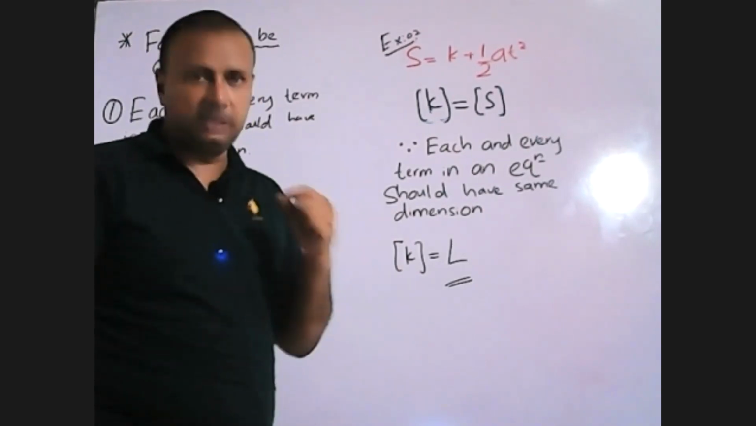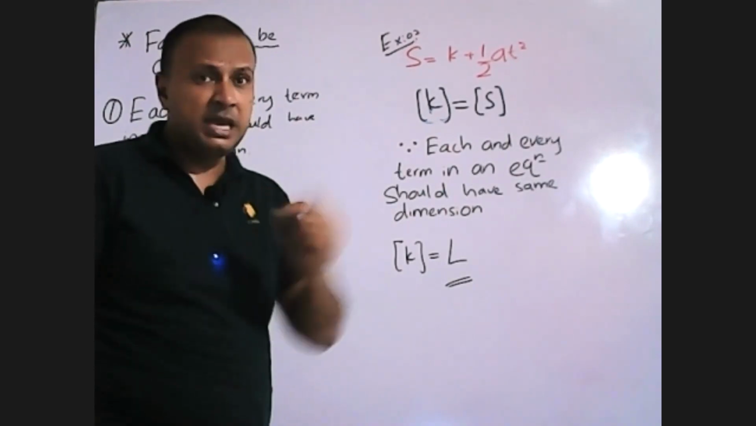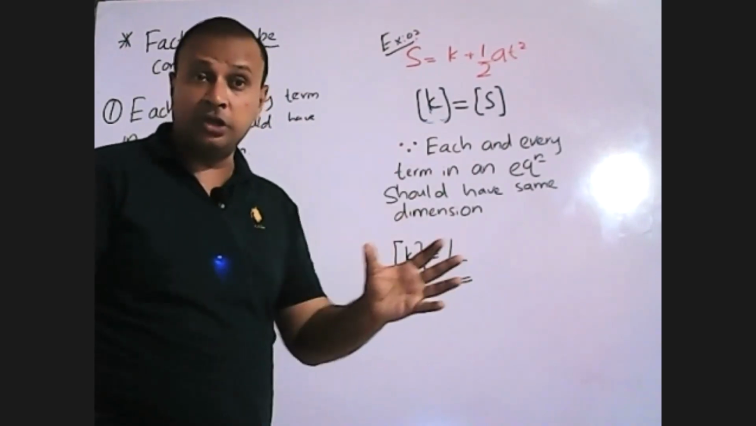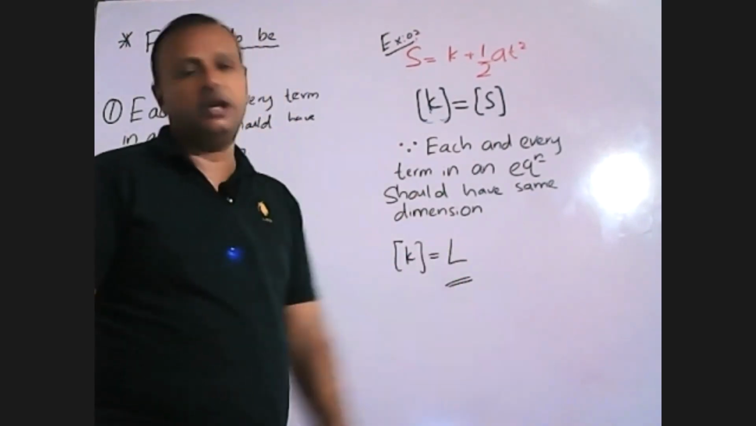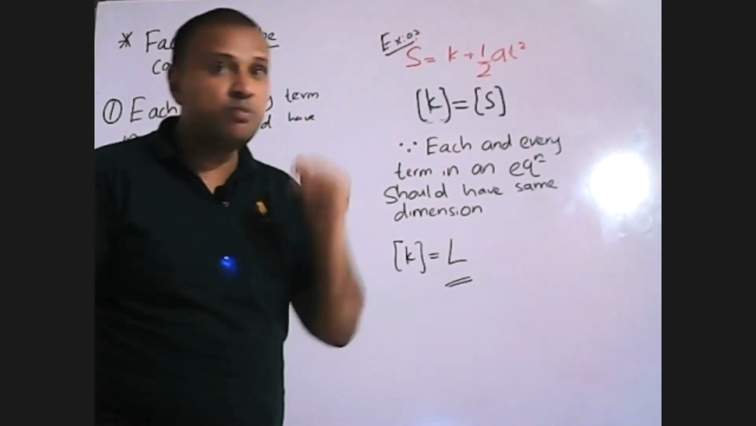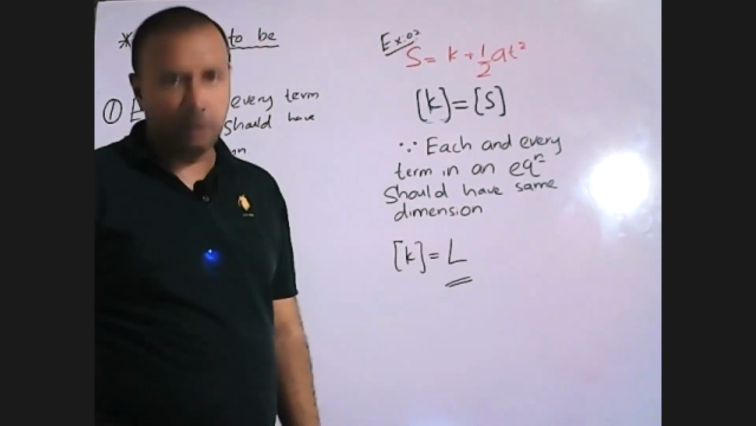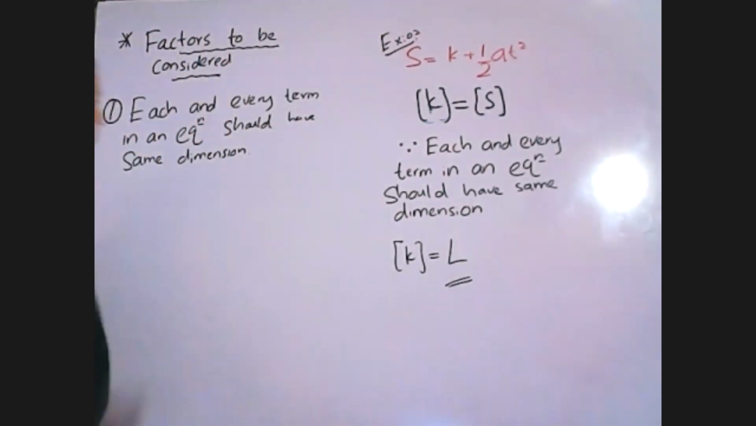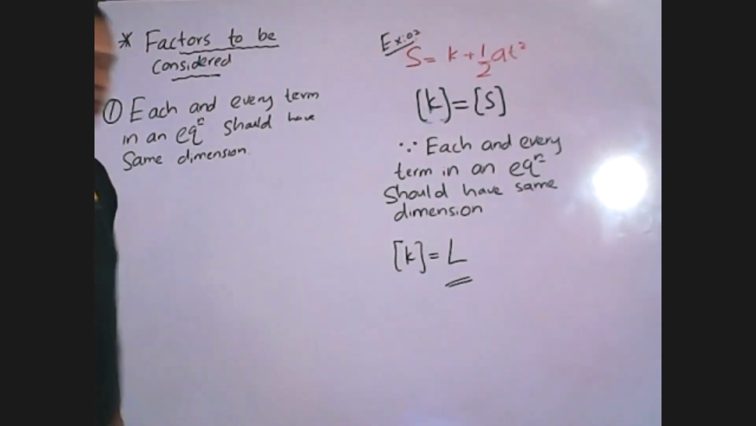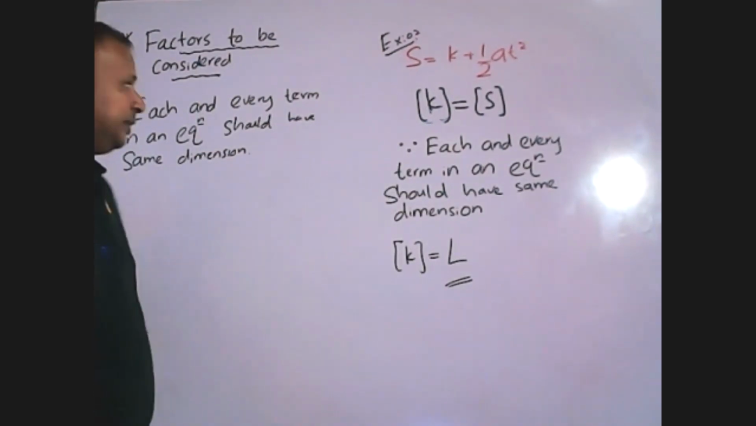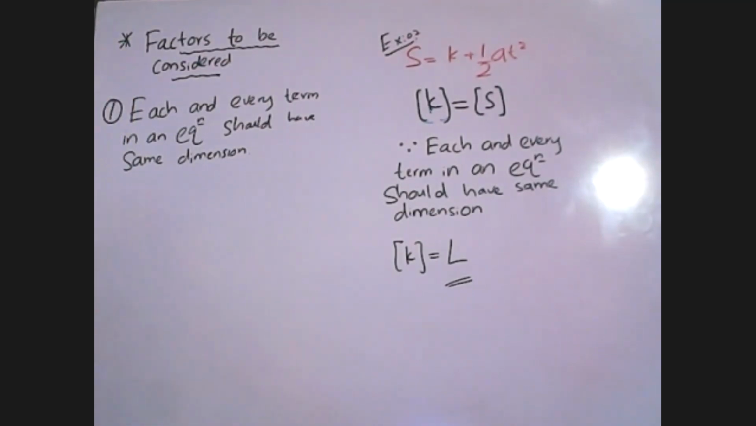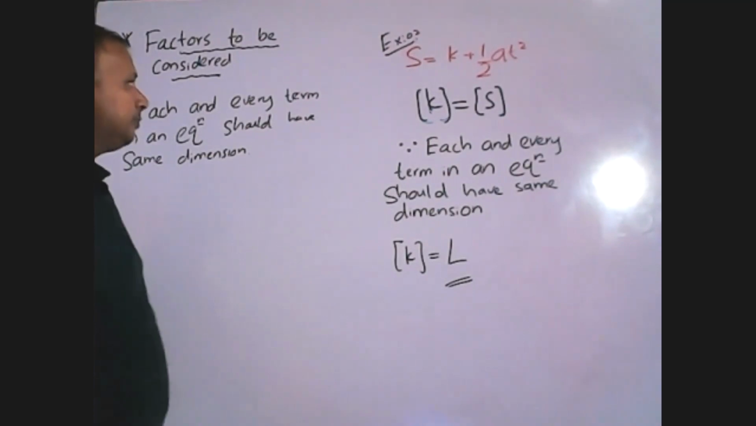So, the first factor is each and every term in an equation should have same dimension. That is the first factor to be considered. This one, write down. First factor is each and every term in an equation should have same dimension.